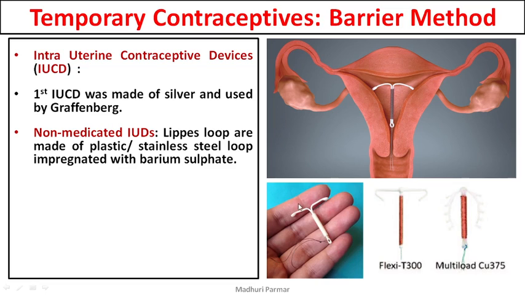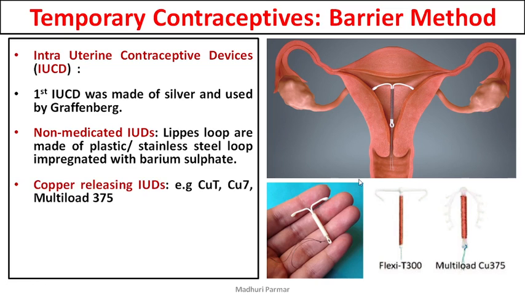As you can see here, this is a plastic one, and it is impregnated, meaning it is filled with barium sulfate. Now, barium sulfate will not allow the movement of sperms and the fertilization of the ovum. So these can also be used. These are non-medicated IUDs, just normal IUDs. As you can see, they also have a string-like structure, so this string can be pulled out and the IUD will come out.